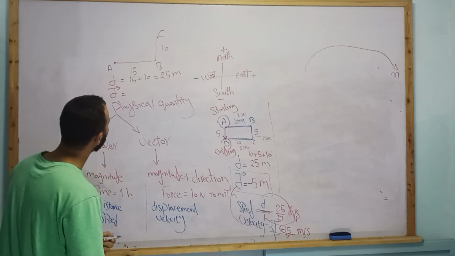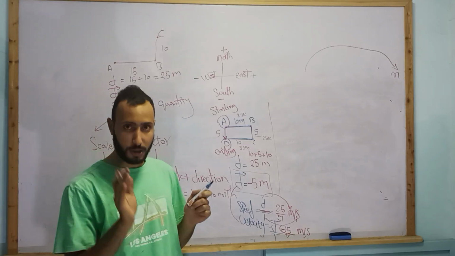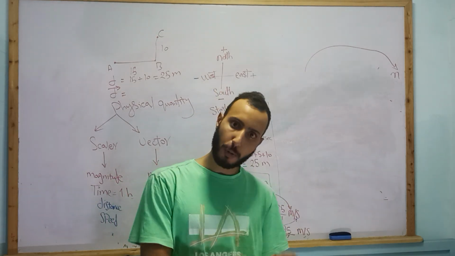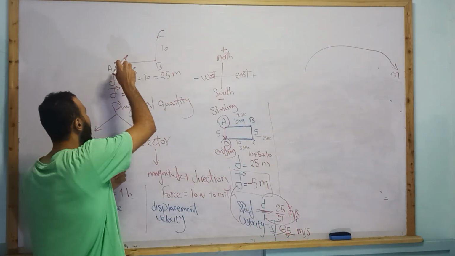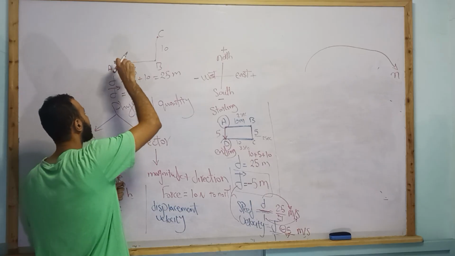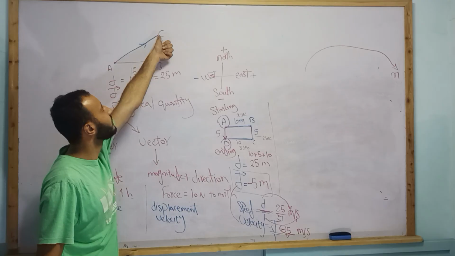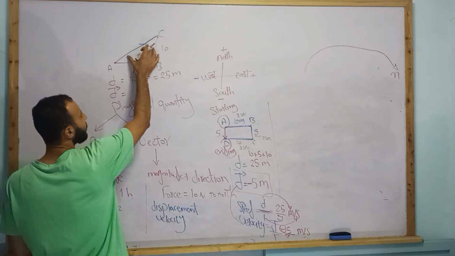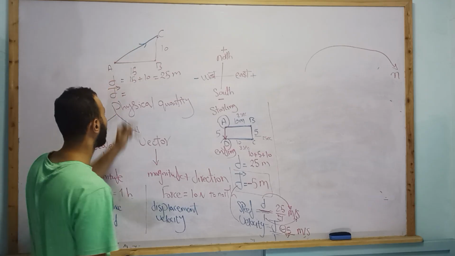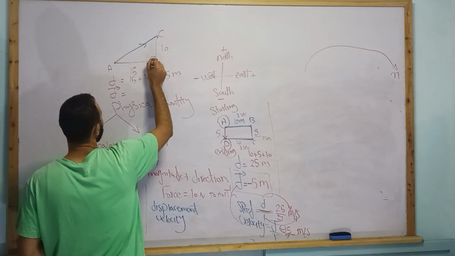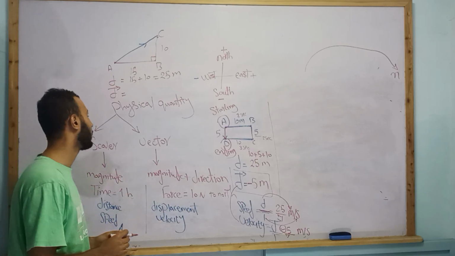And the displacement, okay, we said it's the straight line between the starting point and the ending point, and the starting point was A, like this, and the ending point was C. So the length of this straight line will be the displacement. How to get the length of this line? Pythagoras theorem. How can you use the Pythagoras theorem?